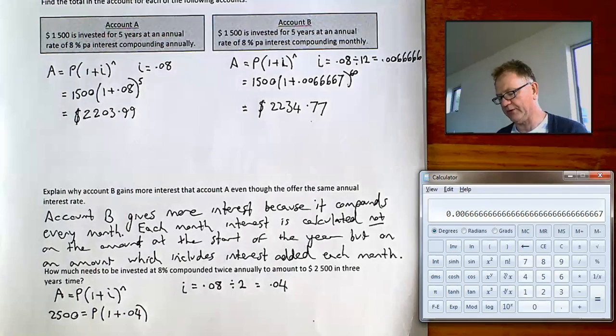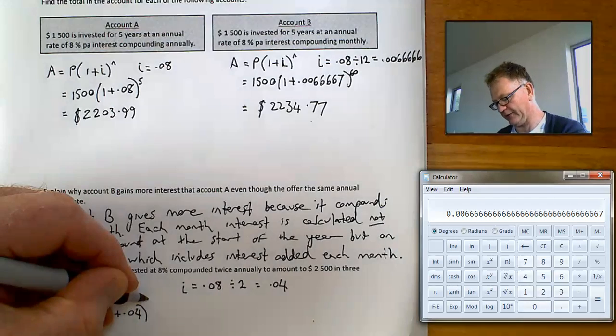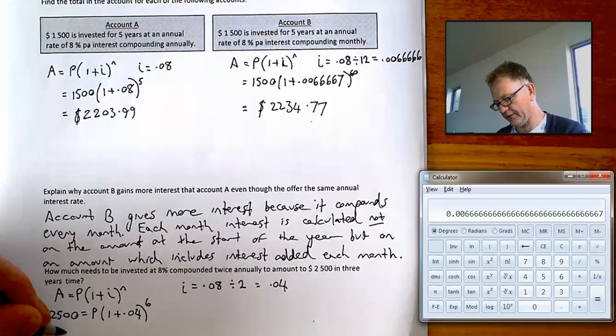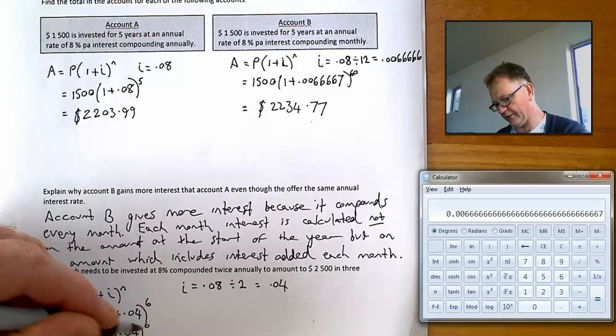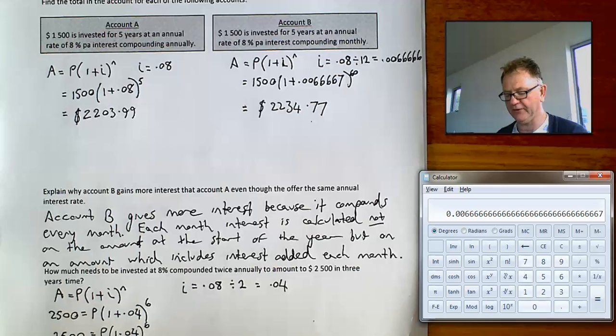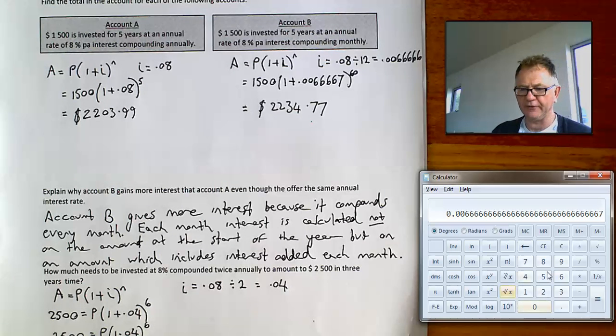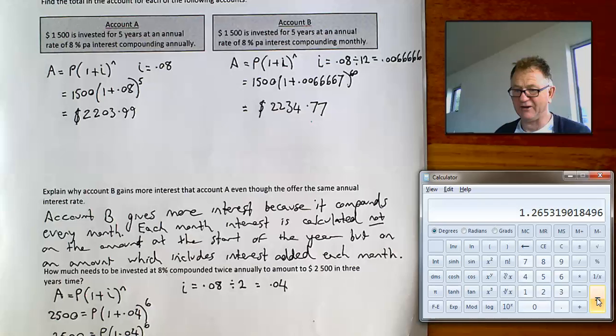And how many times will interest be added? It's being added twice per year for 3 years. Well, that will make 6 times all in all. So 2,500 equals P times 1.04 to the power 6. Now, only the 1.04 is raised to the power 6. So I think I would start by doing that first. 1.04 raised to the power 6. I get an answer of 1.265.